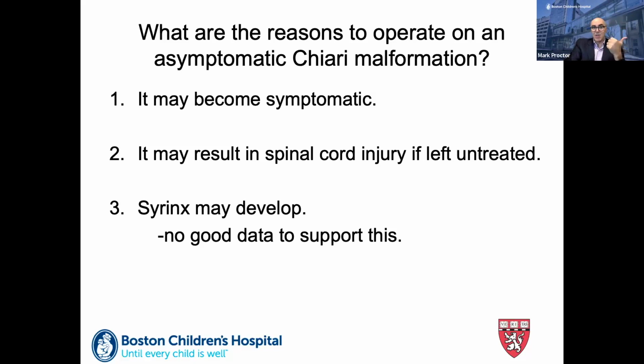So what are the reasons you'd ever consider surgery for an asymptomatic Chiari malformation? Well, one, it may become symptomatic. Okay, well, you can always treat it when it becomes symptomatic. Two, it may result in a spinal cord injury if left untreated. Well, this is a controversial topic that we'll go over. I think there's very little evidence to support that. And the third is that a syrinx may develop over time. And I would say there's no good data to support this. Syrinx is almost always present at presentation, and it would be extremely rare, not impossible, but extremely rare for a syrinx to develop later. So it's not a good reason to consider surgery prophylactically.